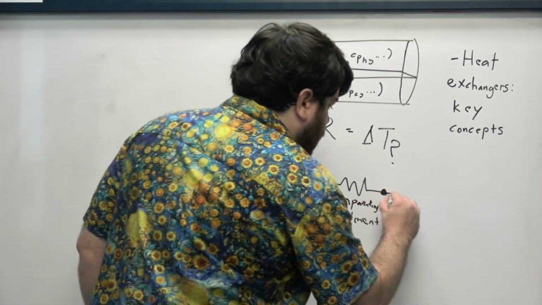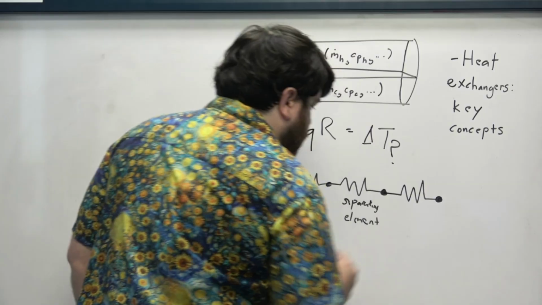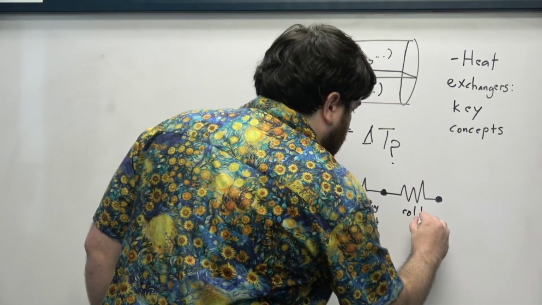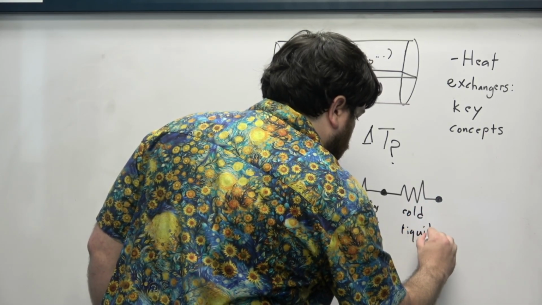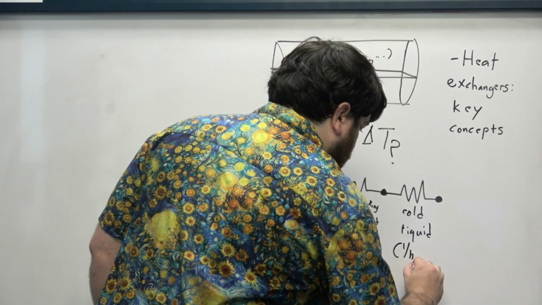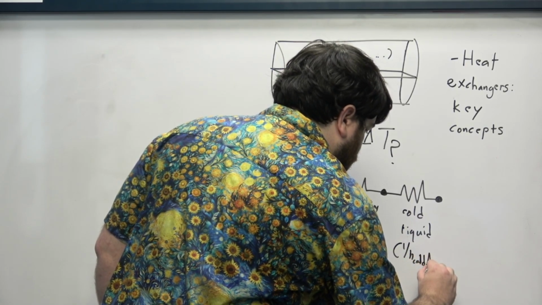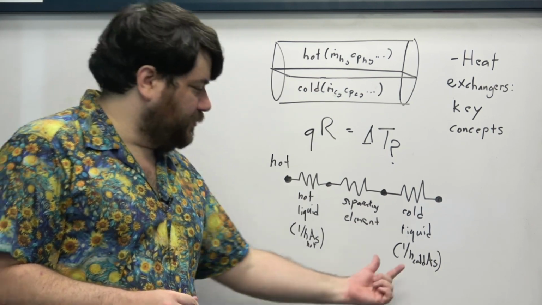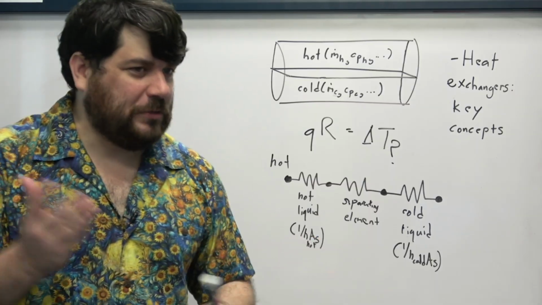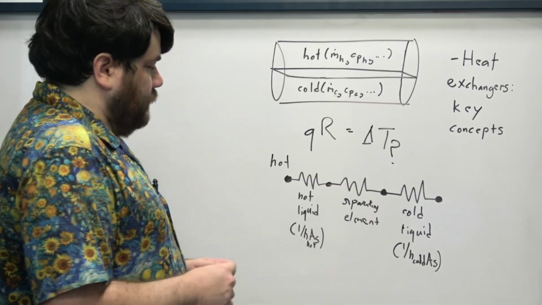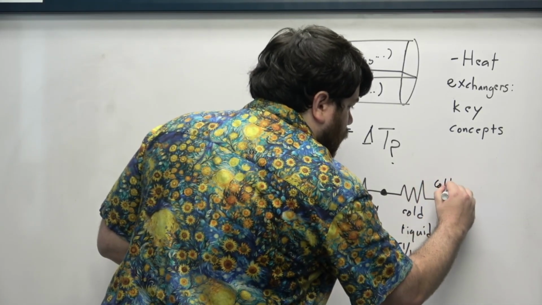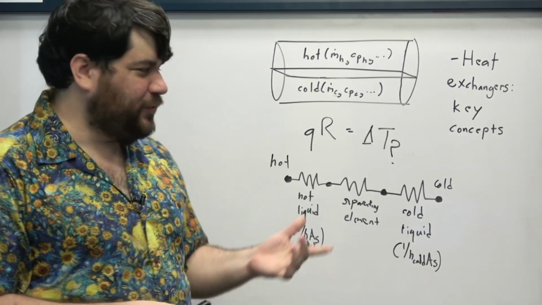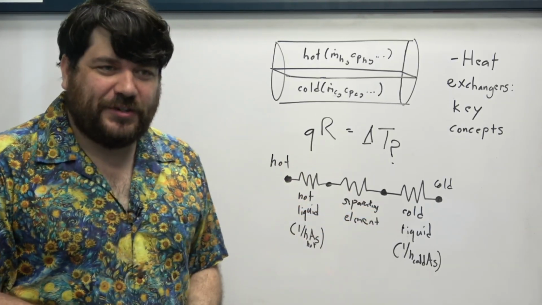And then, of course, we also have a convective thermal resistance that happens between the separating element and the cold liquid. And that one has precisely the expression that you might think. It's just 1 over h times A_s, where the h is on the cold side. So h cold, if you want to think about it that way. And then this connects down to the cold liquid. And so you can imagine that we can construct this sort of hypothetical thermal circuit for these sorts of heat exchangers.